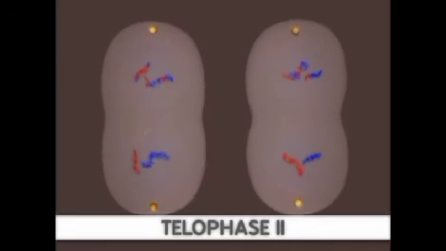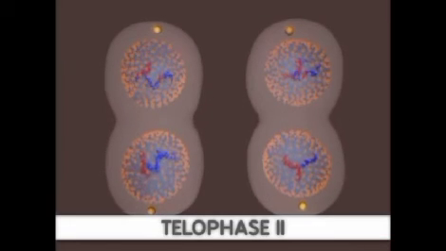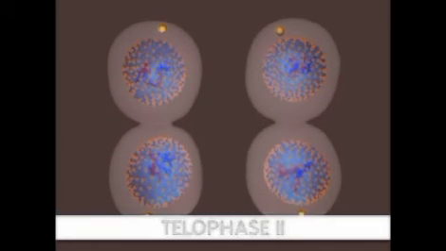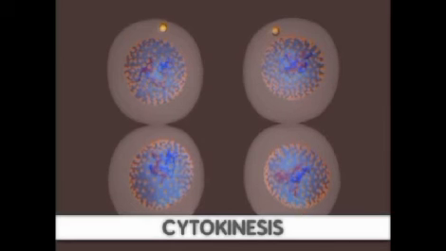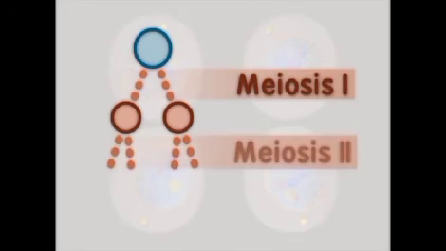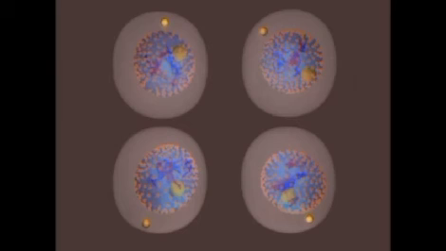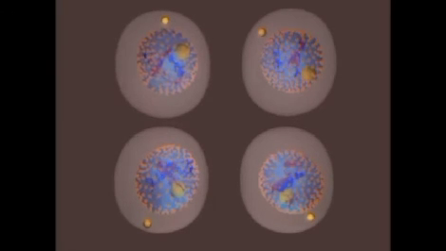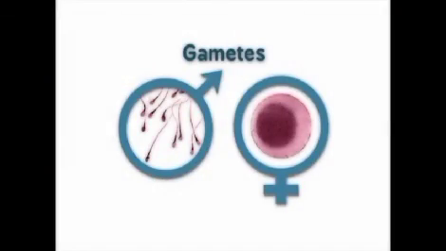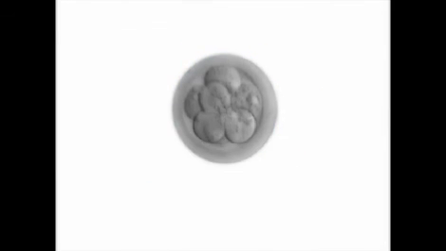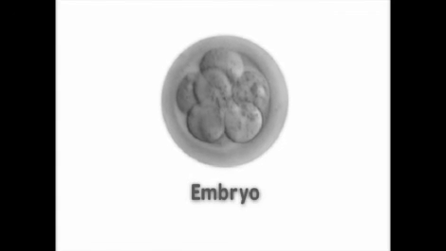In telophase II, the nuclear membrane reforms and the cytoplasm is divided into the two haploid daughter cells. This division is called cytokinesis. Since meiosis II began with 2 cells, and each of those cells were split into 2 cells, we now have 4 unique haploid cells at the end of meiosis. These cells are gametes. 2 gametes, one from a father and one from a mother, may fuse to produce a diploid embryo. The resulting embryo then grows through many cycles of mitosis.